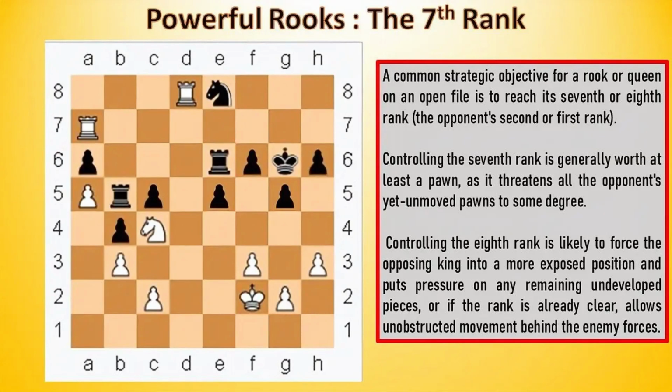A common strategic objective for a rook or queen on an open file is to reach its 7th or 8th rank, the opponent's 2nd or 1st rank. Controlling the 7th rank is generally worth at least a pawn, as it threatens all the opponent's unmoved pawns to some degree. Controlling the 8th rank is likely to force the opposing king into a more exposed position and puts pressure on any remaining undeveloped pieces, or if the rank is already clear, allows unobstructed movement behind the enemy forces.